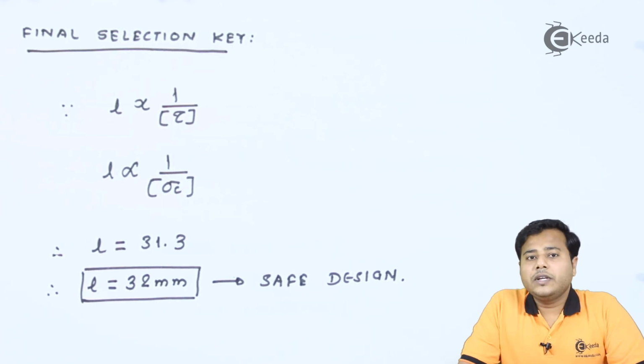So friends, there we conclude with this problem where we have found out the length using shear criteria as well as the compression criteria, and we have found out the larger value is safe, and that's why the length of the key in this given problem should be at least 32 millimeter so as to satisfy these conditions.